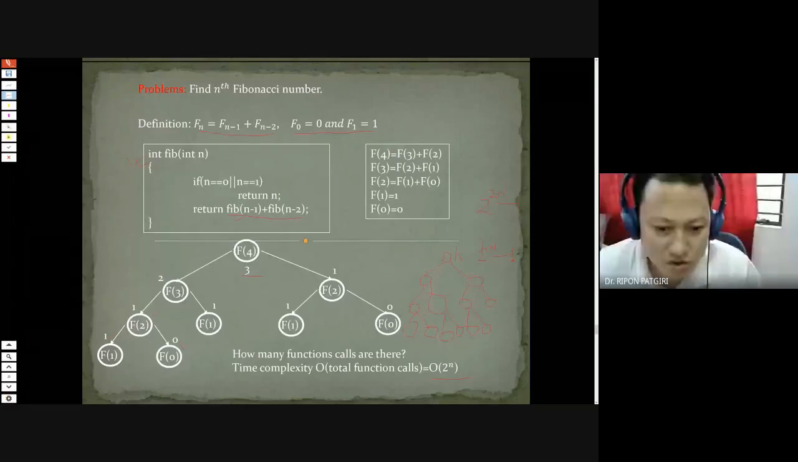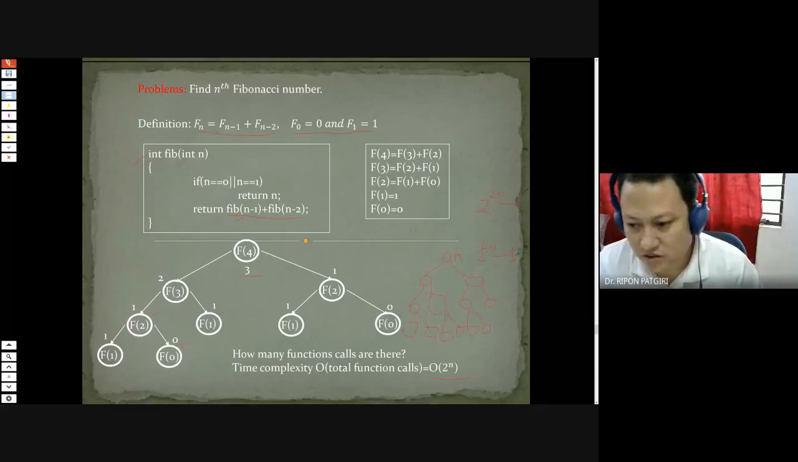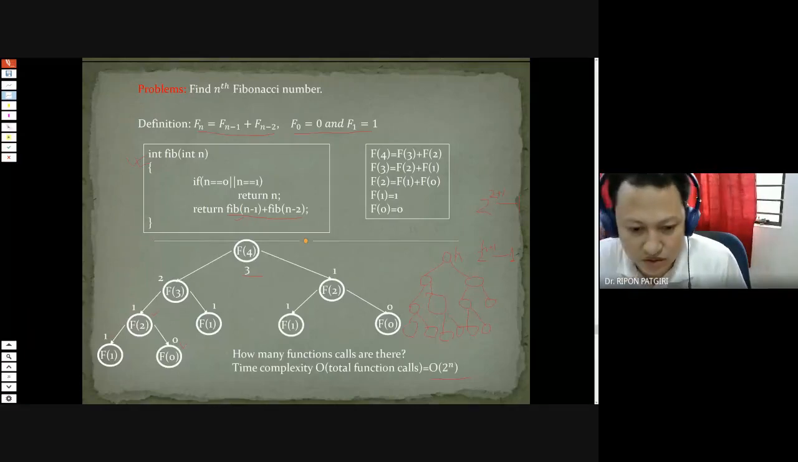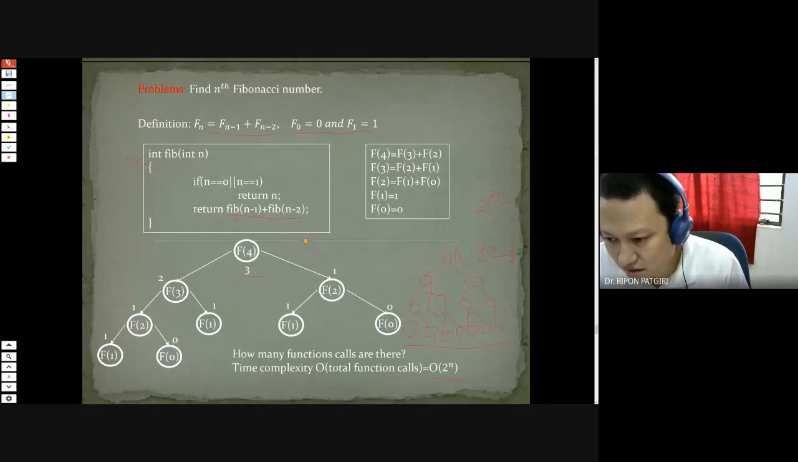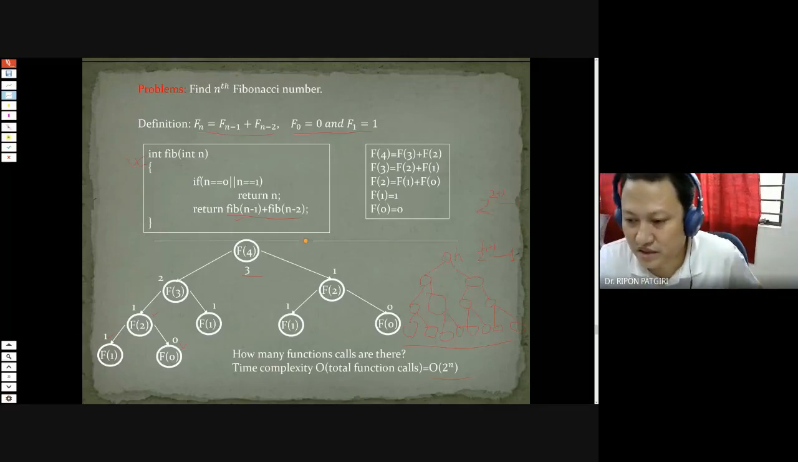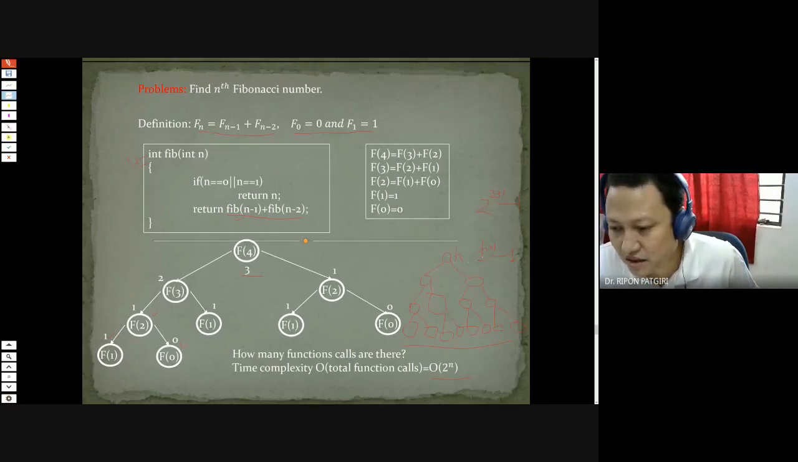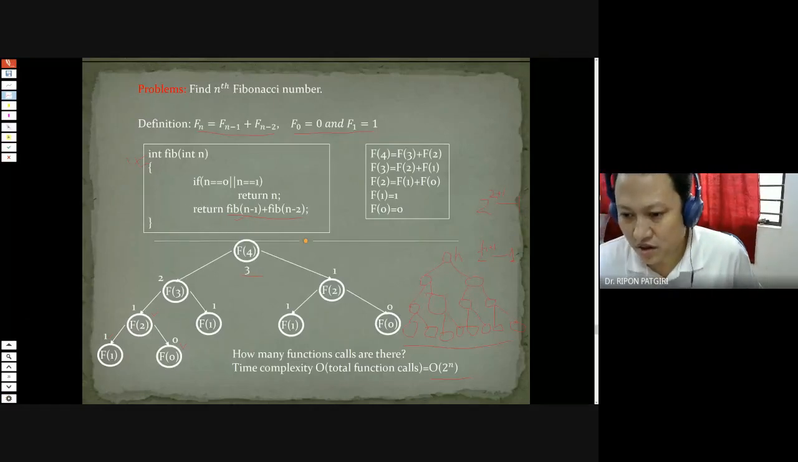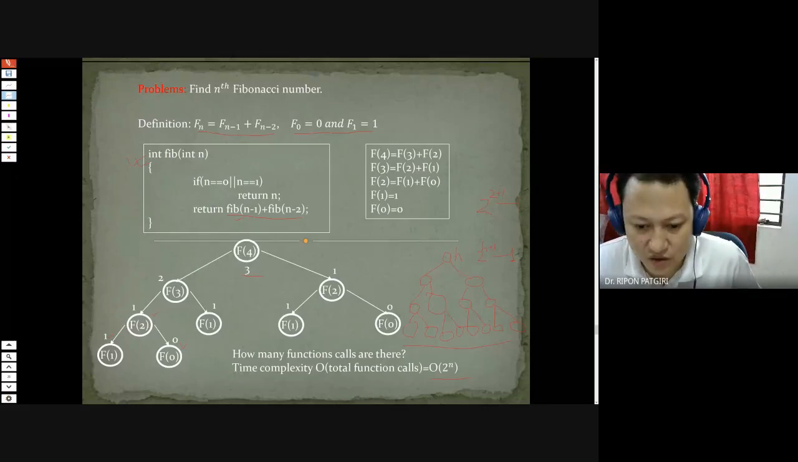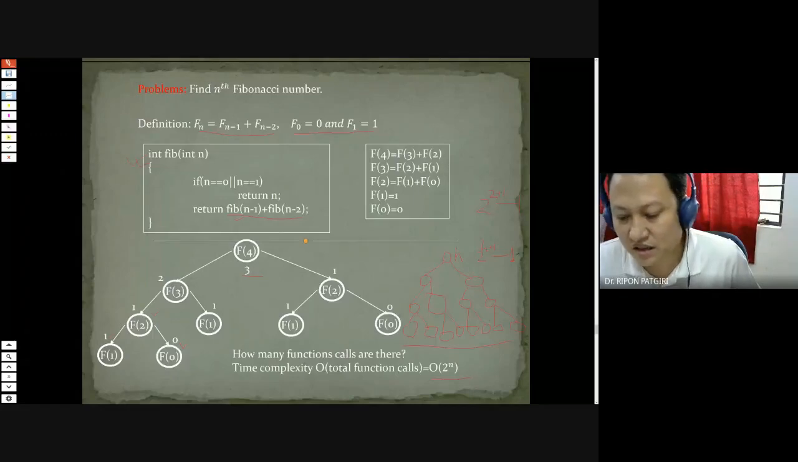How many function calls are there? If the calls are full, that means complete function calls like this, how many function calls are there? If the height is h, then the total is at most h plus 1 minus 1 levels. Time complexity is measured with big O of the total number of function calls. How many function calls are there? That is the time complexity.